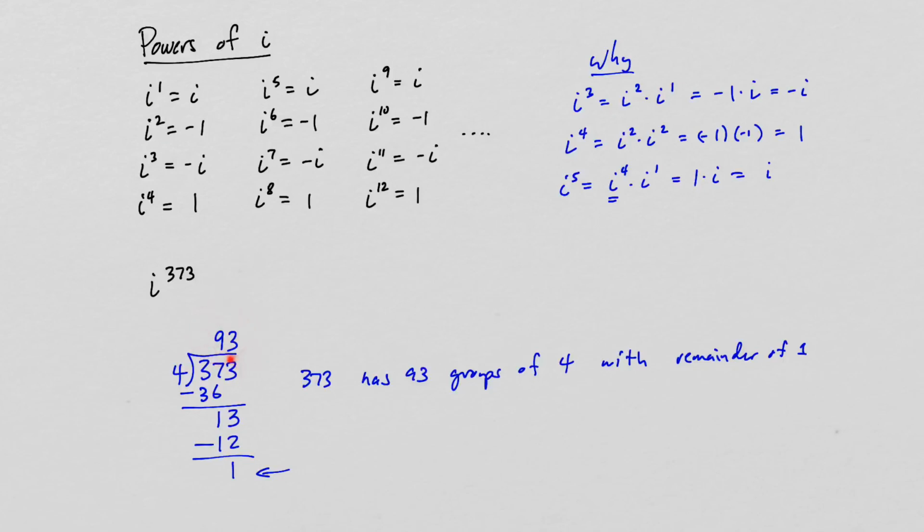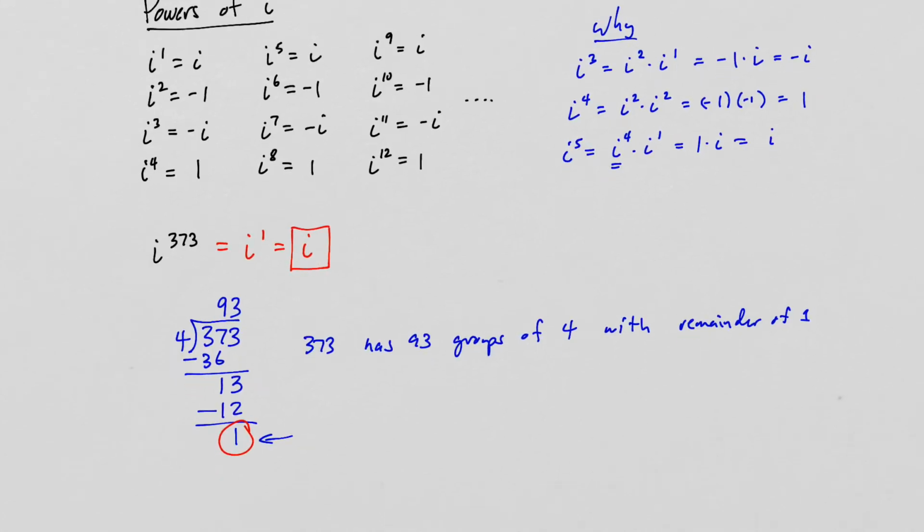We aren't interested in that number. What we're interested in is how many are left over. So when you go through the pattern 93 times and you have 1 left over, that means you're going to end at i to the 1. And so literally, this power, i to the 373, is the same as i to the remainder when you divide by 4. And in this case, that's i to the 1, which is i. And this always works, no matter what the power is.